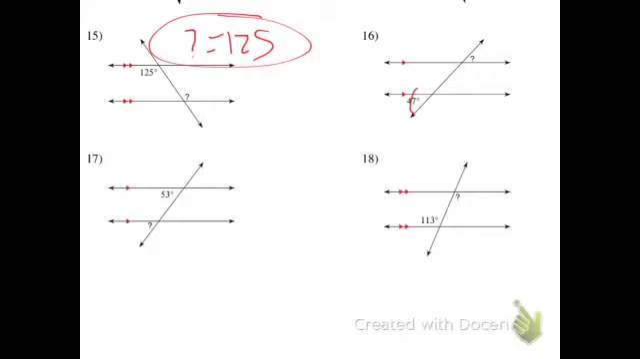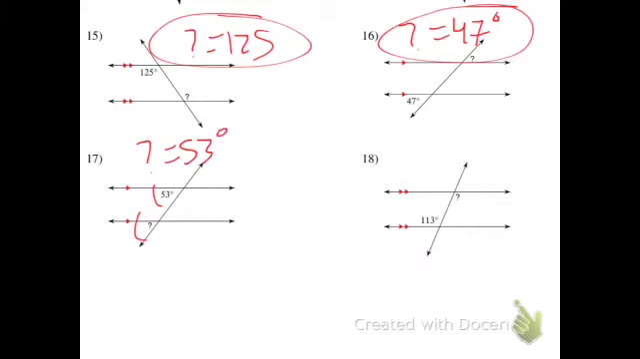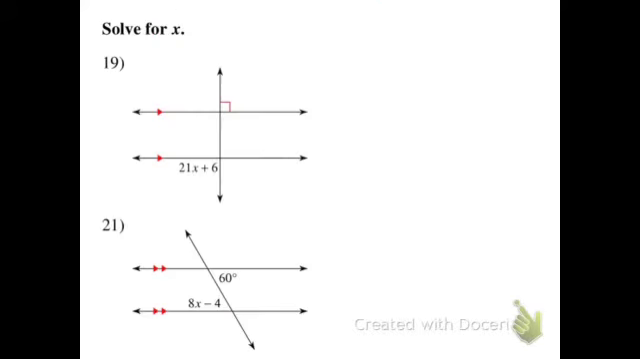These ones are alternate exterior angles, so the question mark has to be 47 degrees. These ones are corresponding angles, so the question mark has to be 53 degrees. That's a hideous question mark. And these ones are alternate interior angles, so the question mark has to be 113 degrees.